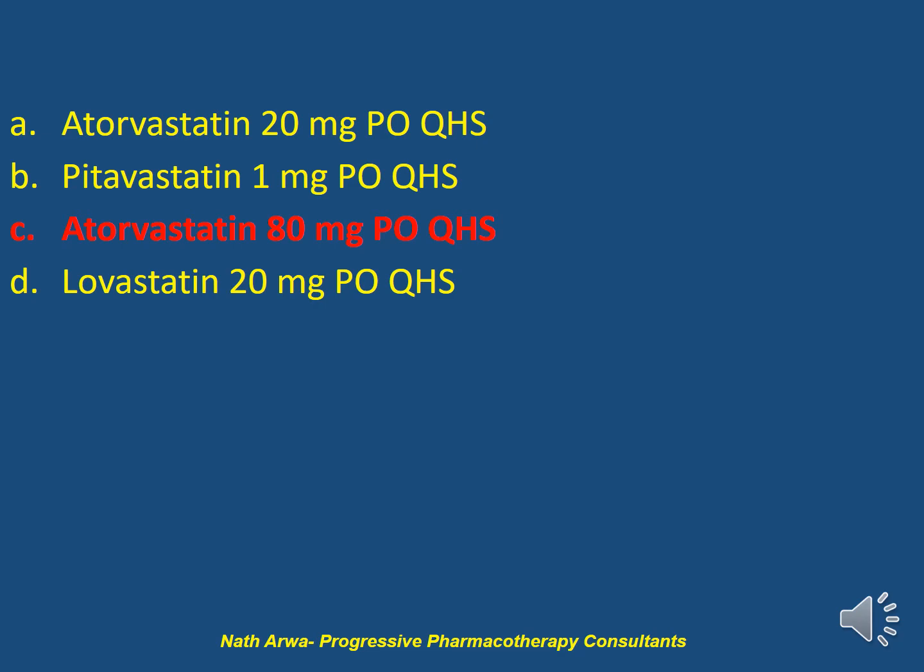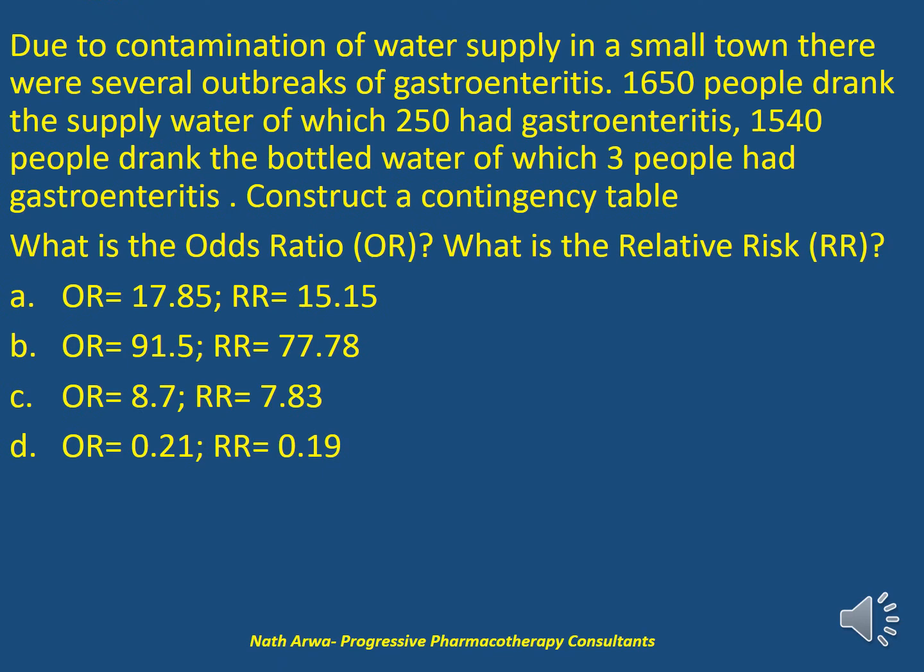Let's move to the next question, which reads, due to contamination of water supply in a small town, there were several outbreaks of gastroenteritis. 1,650 people drank the water supply, of which only 250 had GE, and 1,540 people drank the bottled water, of which 3 people had GE.